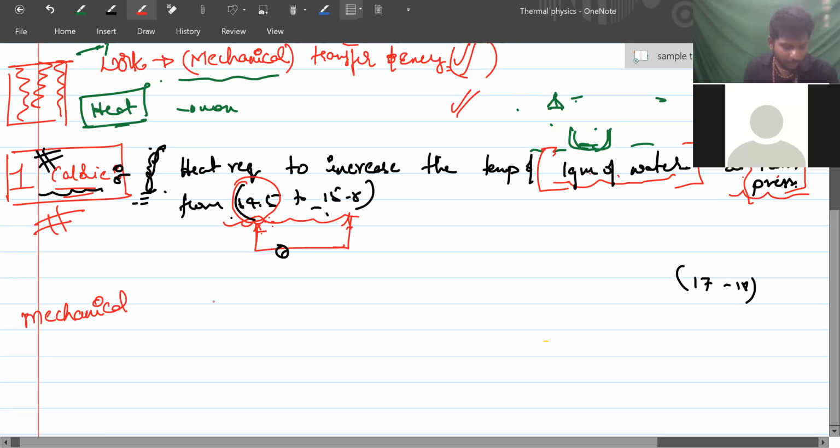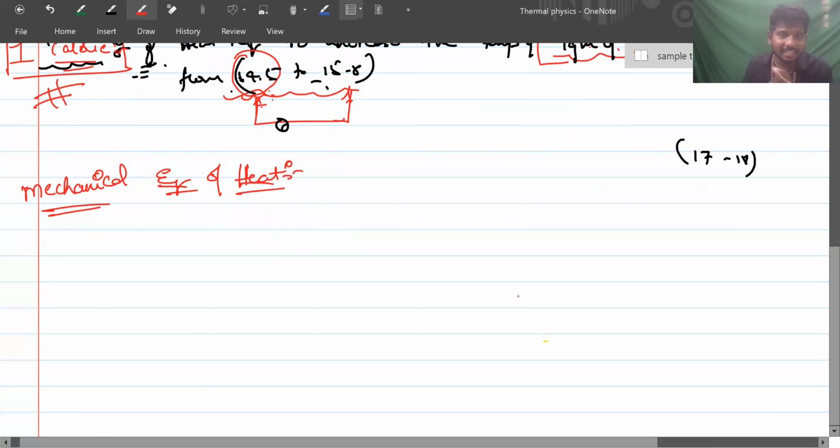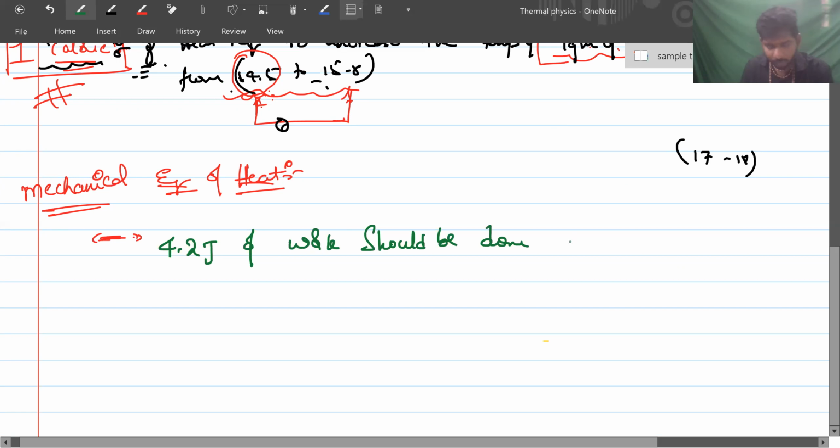Then, mechanical equivalent of heat. What is mechanical equivalent of heat? Here both are energy related. Mechanical work is energy transfer, and heat is also energy transfer. Can we relate both of them by using some concept? That is the mechanical equivalent of heat: 4.2 joules of work should be done to get 1 calorie of heat.